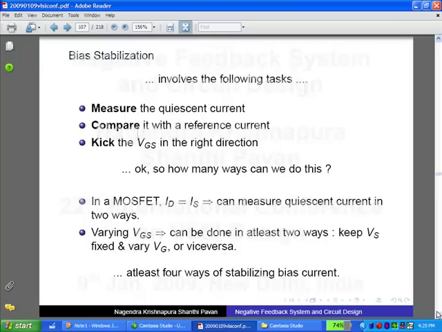And it involves 3 parts, right? So first I measure the drain current, I compare the current with the reference, and then I need to kick VGS. I need to change VGS in the right direction. How many ways do you think are there of changing VGS? There are at least 2 ways of doing it, correct? To change VGS, I can keep S fixed and vary G, or keep G fixed and vary S. What is the third way?